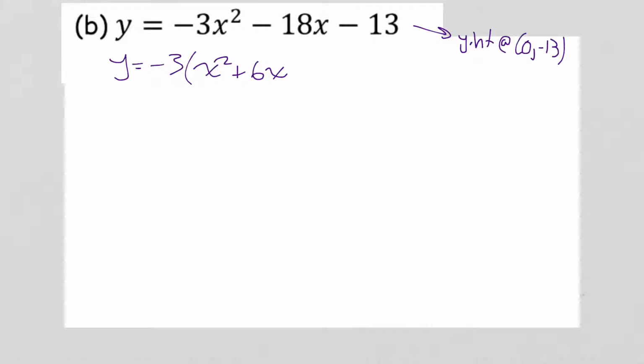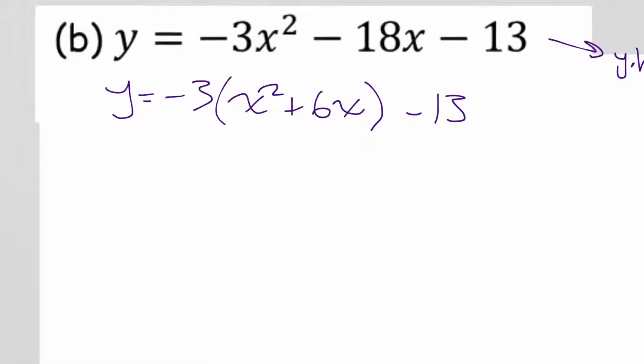I'm not going to pull a negative 3 out of a negative 13 because that's gross. So I'm going to leave that there. That's telling me I'm not going to have nice x-intercepts, but that's okay. So why don't we complete the square and identify the vertex?